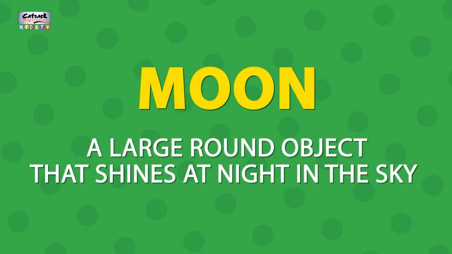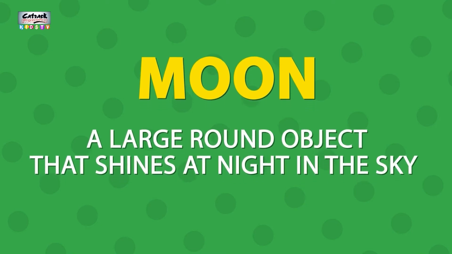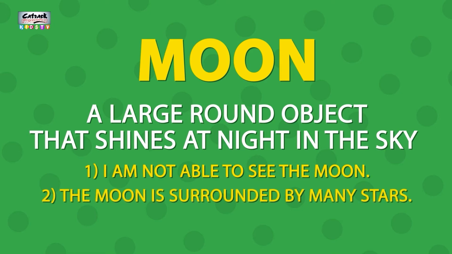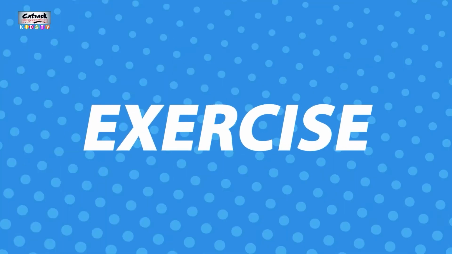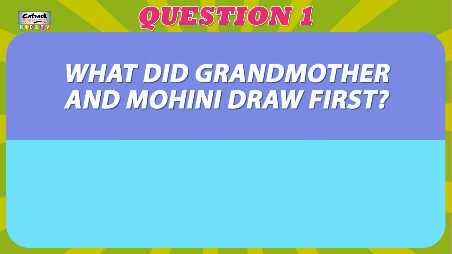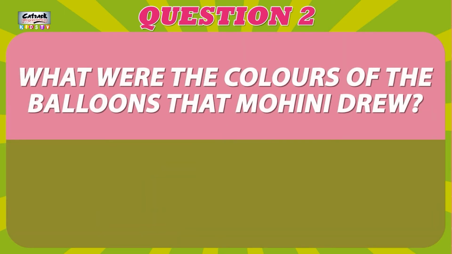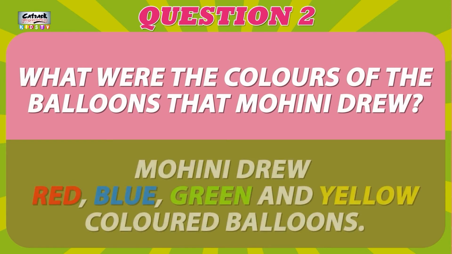Moon, a large round object that shines at night in the sky. Example sentences. Number 1. I am not able to see the moon. Number 2. The moon is surrounded by many stars. Let's do some exercise. What did grandmother and Mohini draw first? Answer. First, grandmother and Mohini drew circles. What were the colors of the balloons which Mohini drew? Answer. Mohini drew red, blue, green and yellow colored balloon.